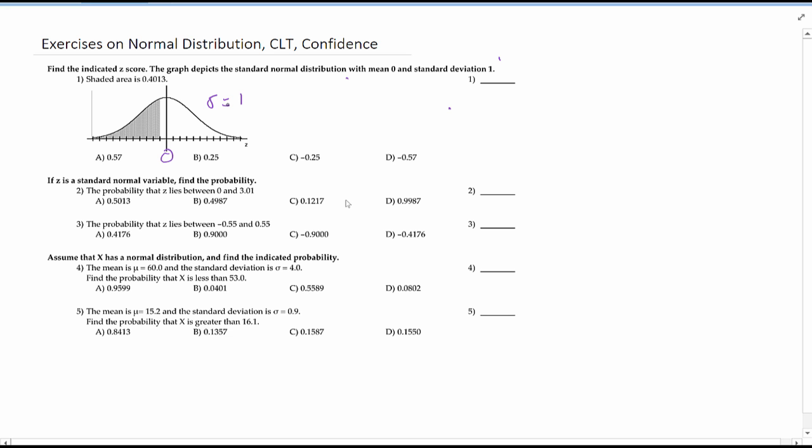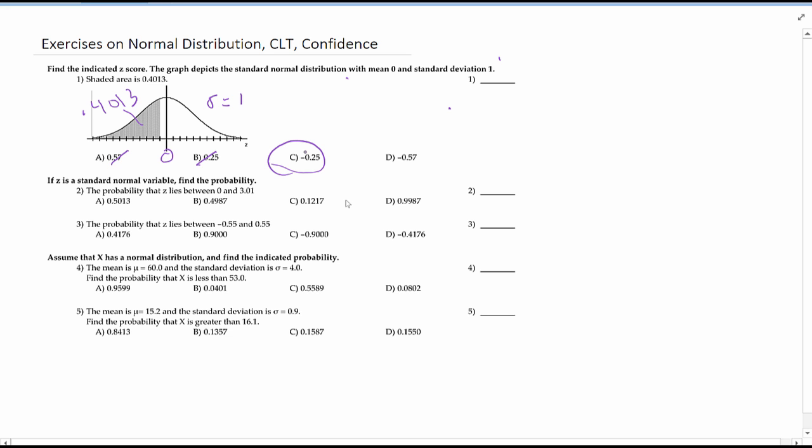And we're being told that the shaded area is about 40%, 0.4013. So what is the corresponding z value? Well, that value is not going to be positive, so we can eliminate those two answers. And it's going to be very close to 0 because that's almost 50% of the area. So it's going to be probably the smallest number, probably 0.25. But how do we do that?